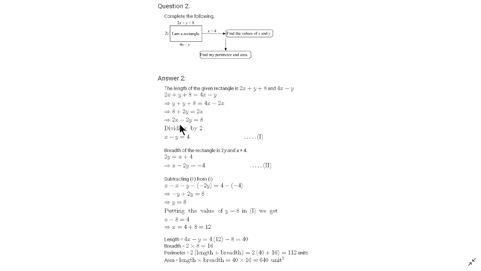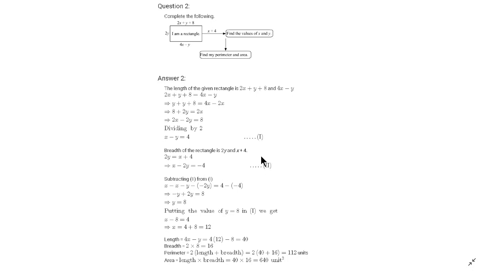is equal to 8. But we can divide by 2 to get a simpler equation, so that we get x minus y is equal to 4. This is our first equation using the length. Now we can use breadth. The opposite sides of the breadth are also equal, so 2y is equal to x plus 4. So we can write x minus 2y is equal to minus 4. This is the second equation, and that is the first equation.